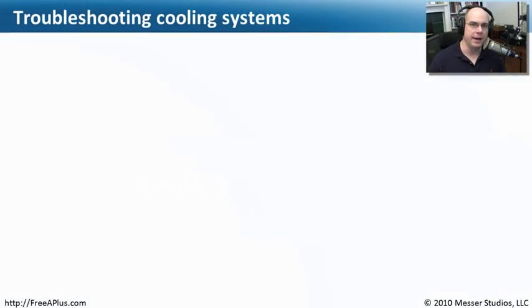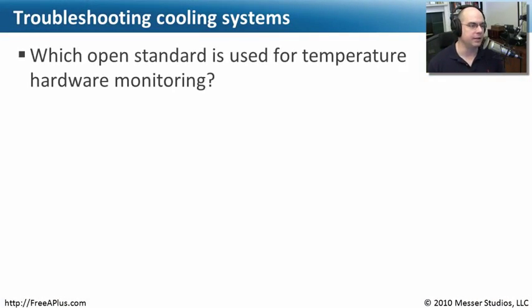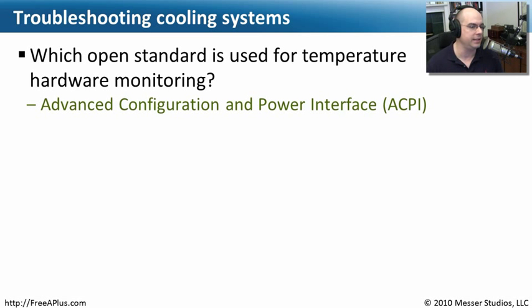Let's do some Q&A now with troubleshooting our cooling systems. Our first question is, which open standard is used for temperature hardware monitoring? It does many more things than just temperature hardware monitoring, but the important part here is that it is an open standard, something we can use to access via some very standard interfaces called the Advanced Configuration and Power Interface. You'll almost always see this written as ACPI.